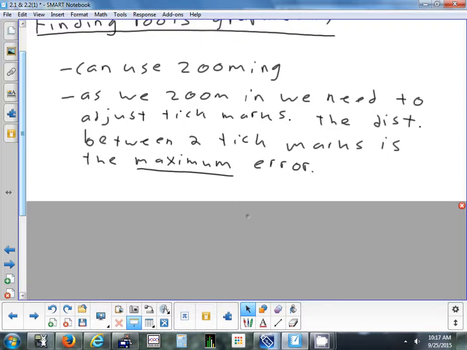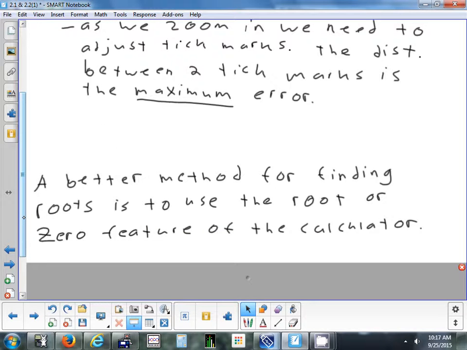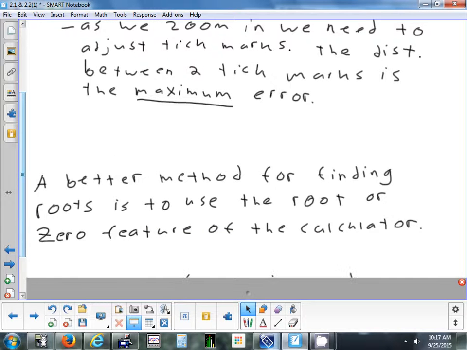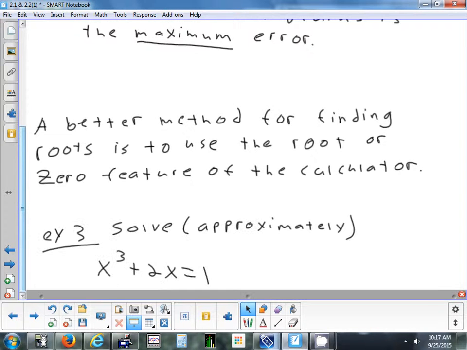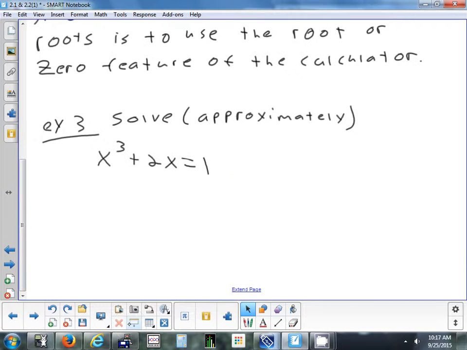So if you see in the book, it says find a root with a maximum error of like 0.01. All that means to do is round to 2 decimal places. We don't really have to worry about this maximum error because now we can find the roots this way. We have a feature built in that does it for us. So I just want to make sure you're aware of that if you see that wording in the book about maximum error.